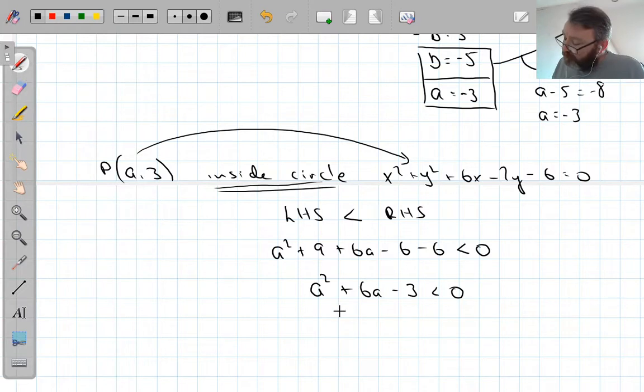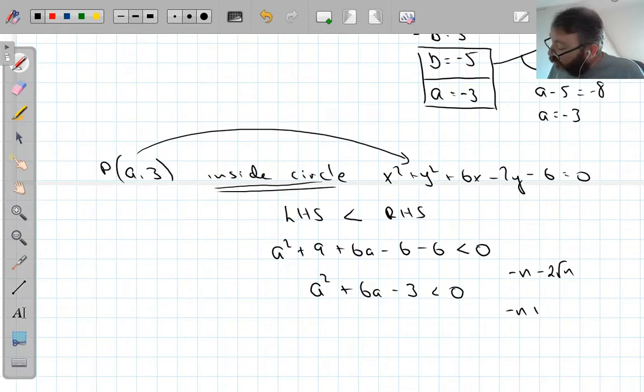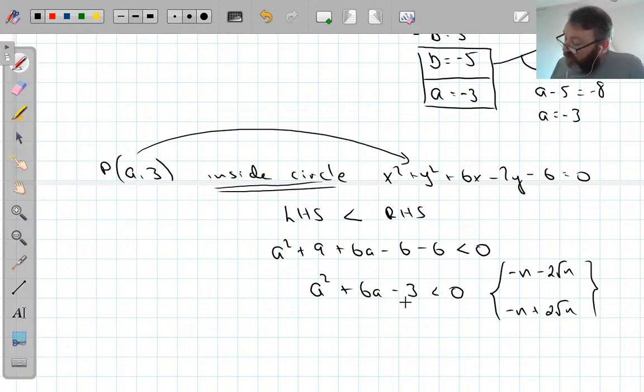Now let's take this. We're going to use the minus b formula, and the way I know we have to use the minus b formula is because the answers have to be given as minus n minus 2 root n, and the second answer then is given as minus n plus 2 root n. So that's a hint as to what form your answers should take. So let's take this into the minus b formula and see what we end up with.